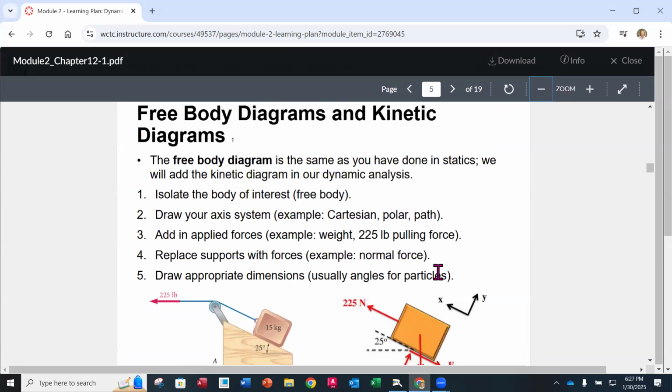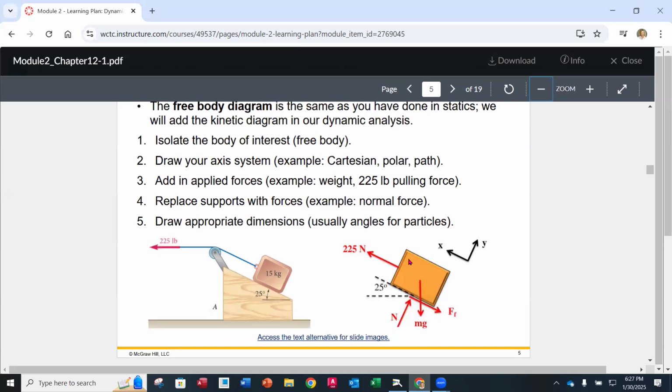So, free body diagrams and kinetic diagrams. The free body diagram is going to be our statics that we are so familiar with and are very good at. Looking at this block that's on an inclined surface being pulled by a string attached to it, we're going to put all of the forces that are acting on that body, including the weight. The weight is the mass times the acceleration of gravity. If you knew what the weight actually was in newtons or pounds, you would show that as a force going straight down to the center of the earth.